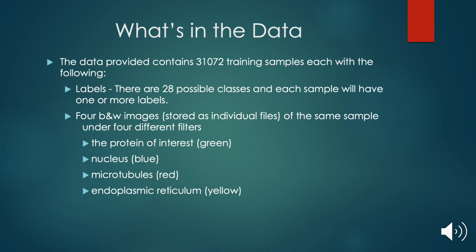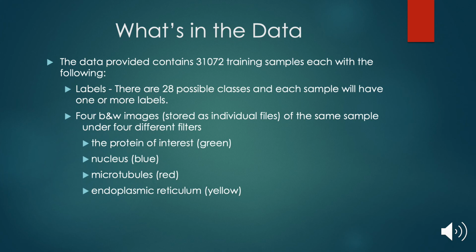The second is four black and white images of the same sample under four different filters, which are the protein of interest, which is a green filter, the nucleus, which is a blue filter, the microtubules, which is a red filter, and endoplasmic reticulum, which is a yellow filter.